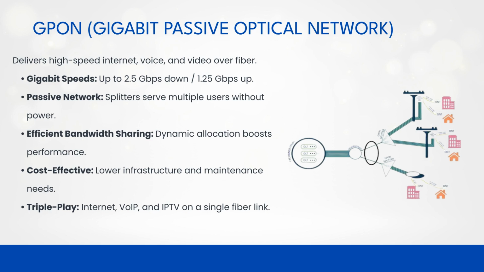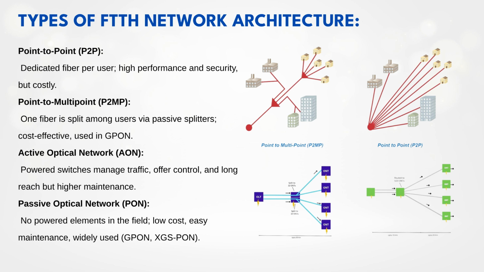GPON, or Gigabit Passive Optical Network, delivers high-speed internet, voice, and video over fiber. Key features include gigabit speeds, a passive network with no powered field elements, efficient bandwidth sharing, and cost-effectiveness for triple-play services. FTTH network architectures include point-to-point with dedicated fiber per user and point-to-multipoint, which uses passive splitters, like in GPON.